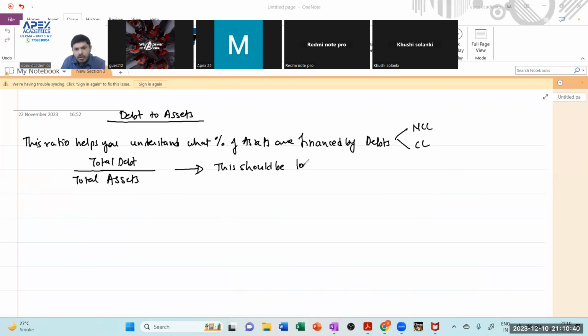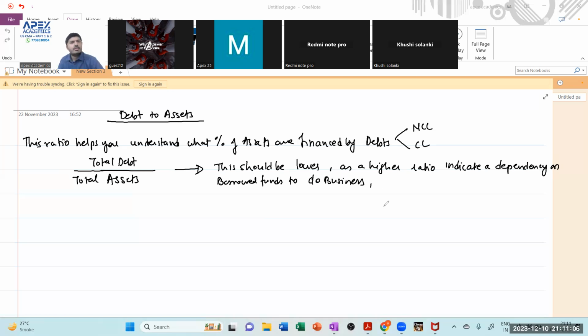This should be lower. Why? As a higher ratio indicates a dependency on borrowed funds to do business. Now, remember one thing. I'm writing something down in Hindi for you to understand.